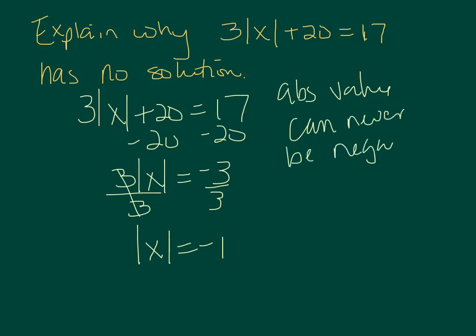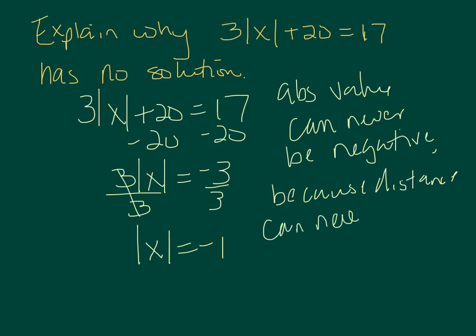And why can't it be negative? Because distance can never be negative. Just saying that the absolute value can never be negative, you need a little more. Well, the distance can never be negative. But in order to determine that, you remember absolute value has to be by itself, with nothing else on that side. All right, let's look at another.